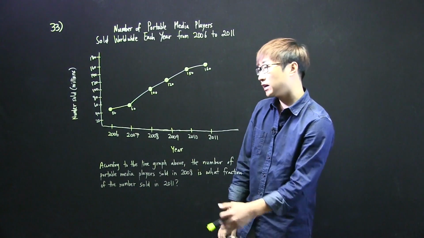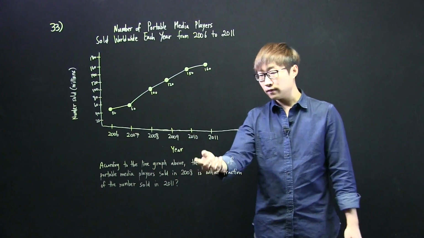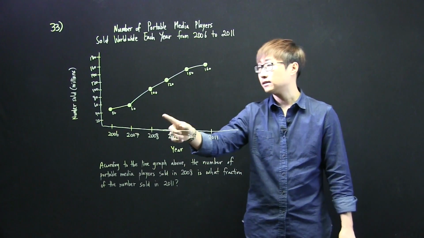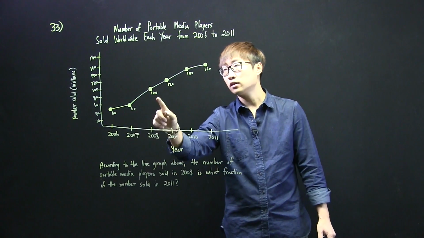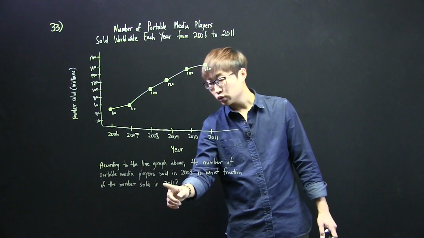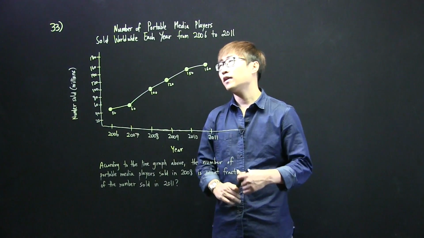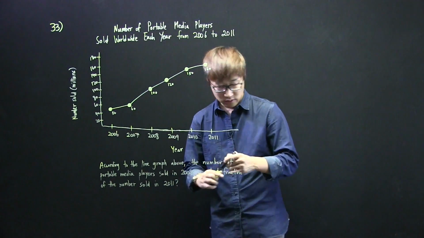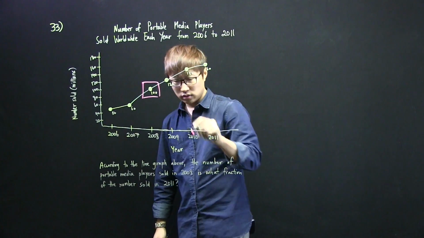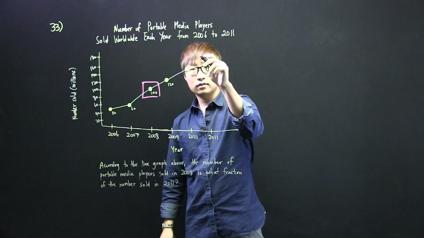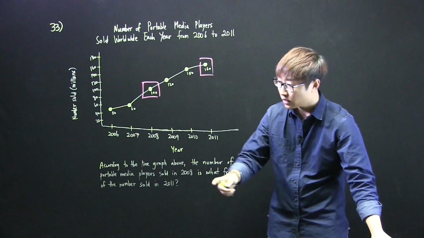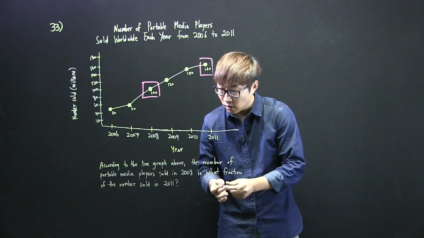Number 33. According to the line graph above, the number of portable media players sold in 2008, I marked all these numbers for your reference, is what fraction of the numbers sold in 2011? Very easy question, right? 2008, so that's what we're looking at, 100 sold. And then 2011, that's also what we're looking at, 160 sold. And what are we asked?